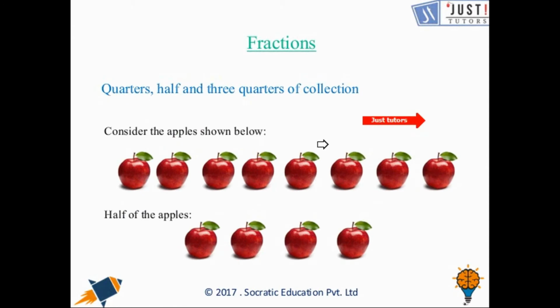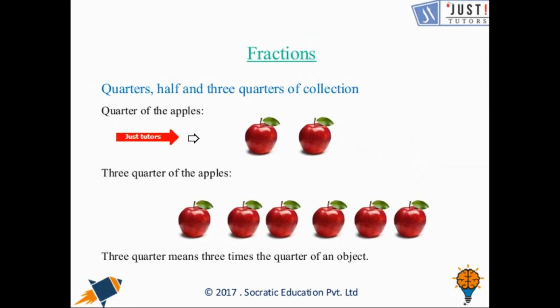Now let's talk about quarters, half and 3/4 of a collection. Here we have some apples. Please count the apples. So in total we have 8 apples over here, and if we find half of the apples, we have 4 apples as a half. Now the quarter will be half of the half. So half was 4 apples, quarter will be 2 apples.